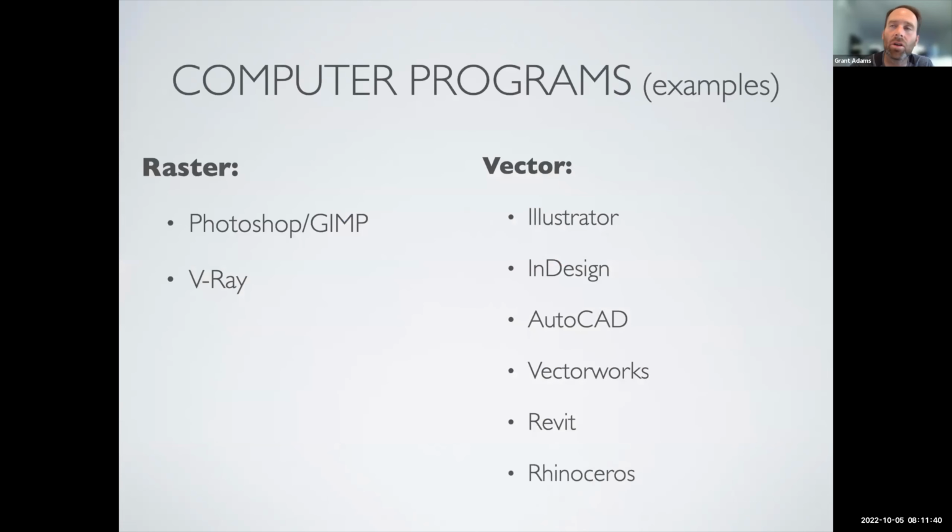So if you were designing a logo, you'd want to be doing that in a vector-based program. So computer programs, raster is going to be Photoshop or V-Ray. Your vector programs are going to be things like Illustrator, InDesign, AutoCAD, Vectorworks, Revit, Rhino. A lot of the big design software, 3D Studio Max, I mean, you name it, they're almost always vector-based. So think photographs, think raster. Everything else is probably vector.